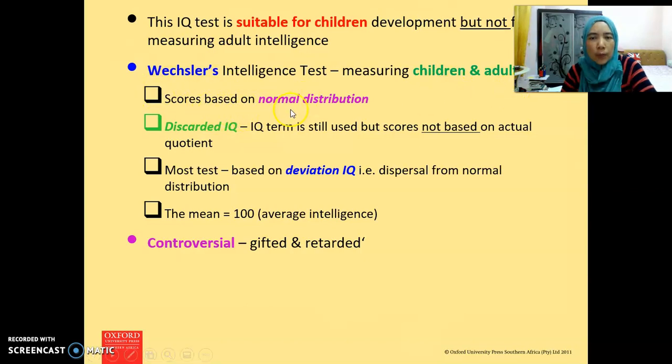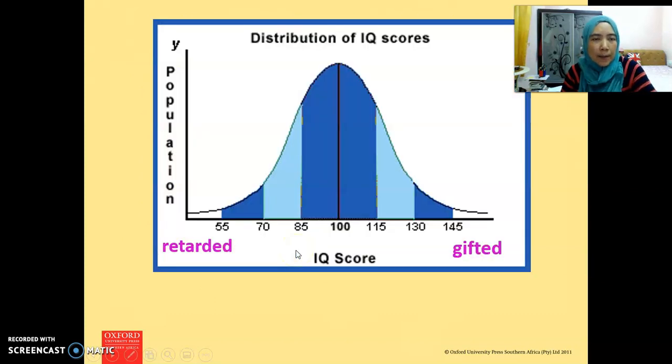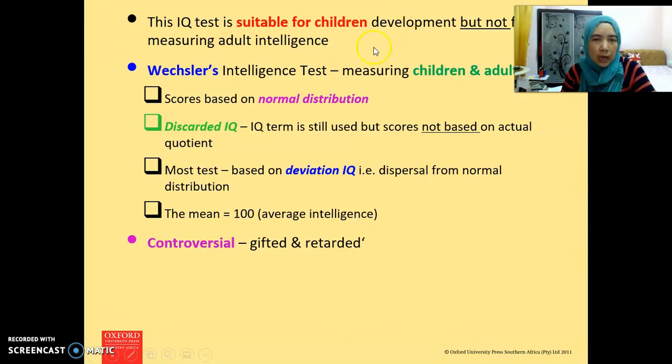So the score is based on the normal distribution, and the discarded IQ, that means the IQ term is still used, but scores are not based on the actual quotients. Most tests are based on deviations of IQ, that means dispersal from the normal distribution. So what I meant here, the controversial is between gifted and retarded. The measurement for adults' IQ test is based on the normal distribution, which is mentioned somewhere here.